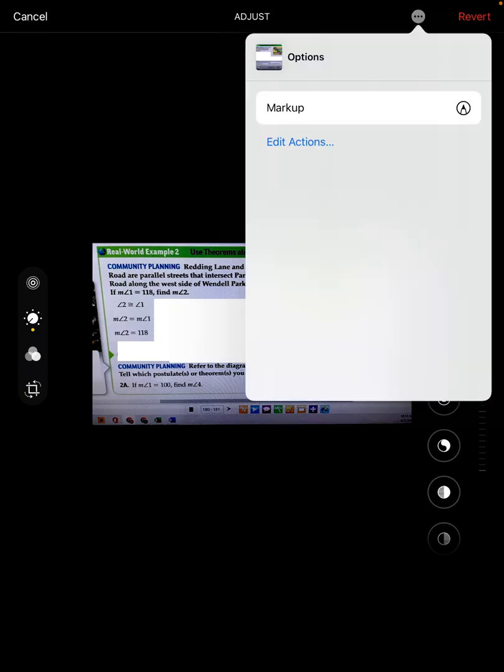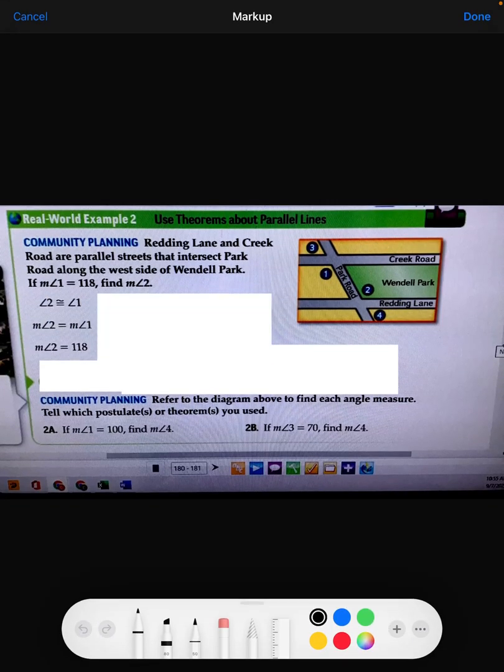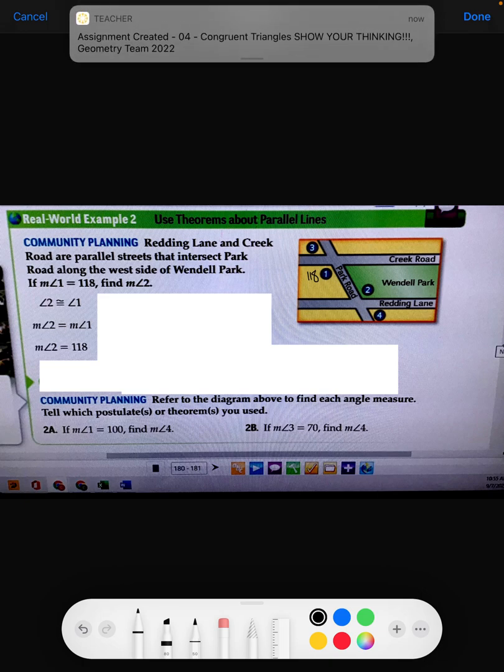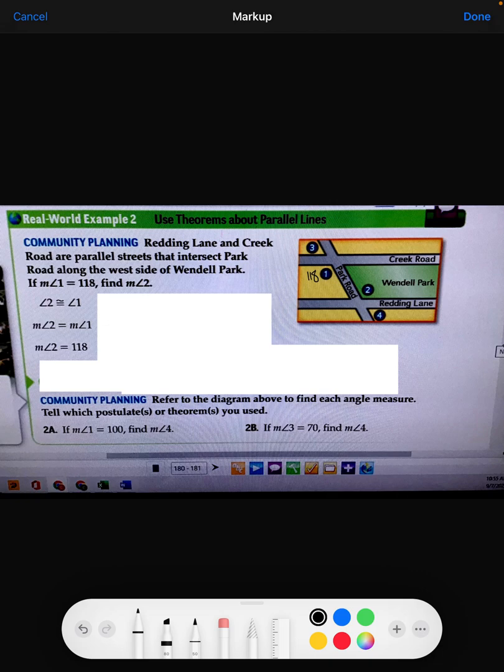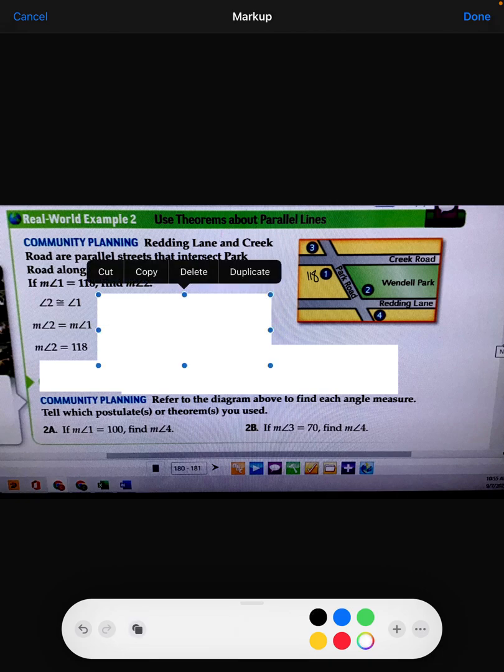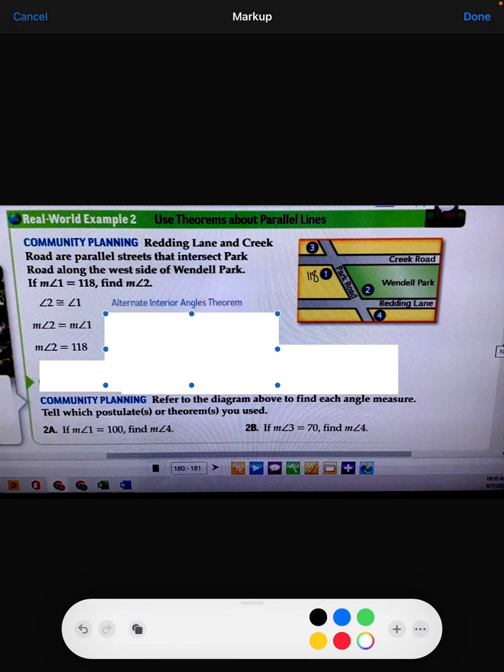Let's try an example here. Reading Lane and Creek Road are parallel streets that intersect Park Road along the west side of Wendell Park. If the measure of angle 1 equals 118, find the measure of angle 2. So we know that this angle here is 118 degrees, and we can say that angle 1 equals angle 2 because of our alternate interior angles theorem.